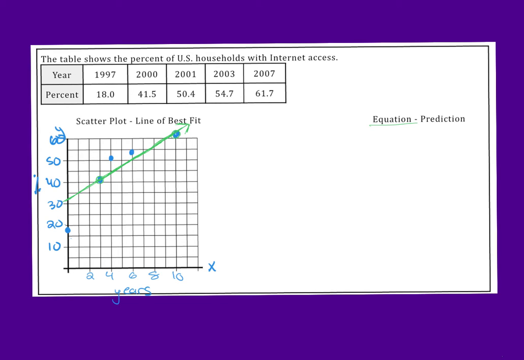So if I'm going to write an equation, let's first write what those 2 points are. So I put a line through the point 3, 41.5. So this one. And then the other point is 10, 61.7. This one right here. So how do I write an equation? I'm going to first find my slope.